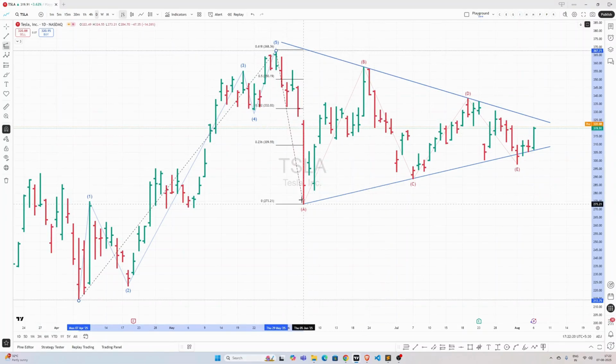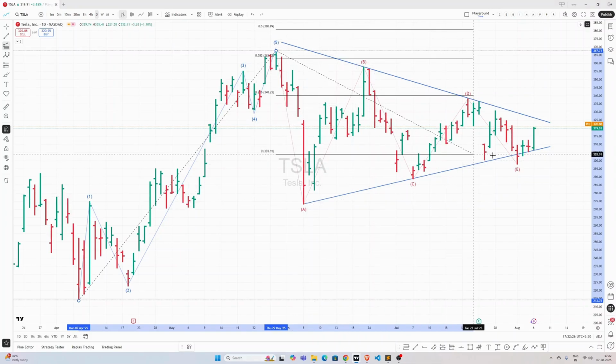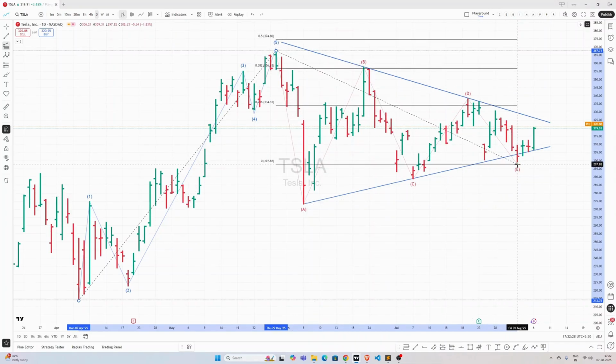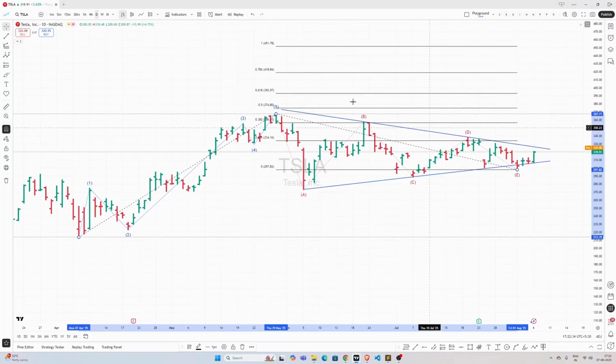I will not use this lowest point of A to project the size of wave 3. I will be using the last leg of this correction, that is point E, and this gives me 451.78 as the equality level for third wave, because at this point wave 3 will be equal to this move or wave 1. So I hope that clarifies this point.